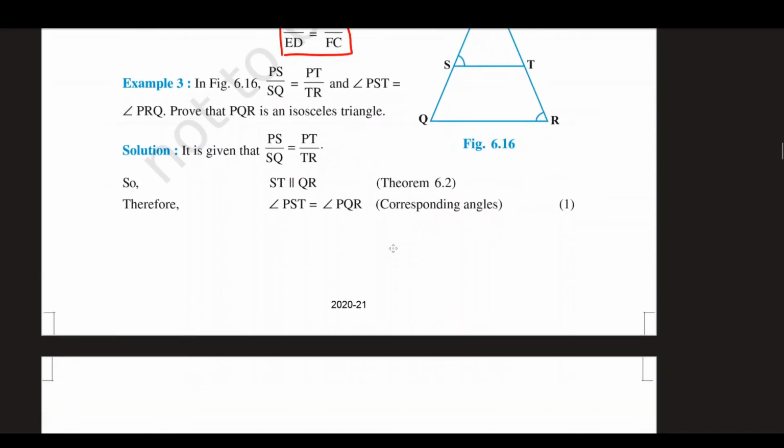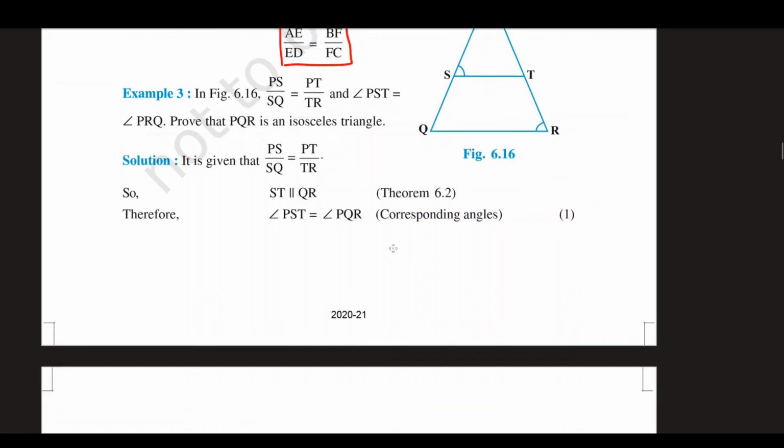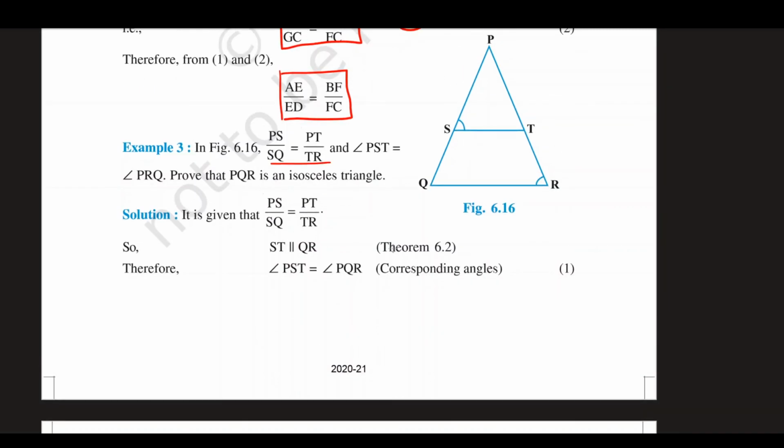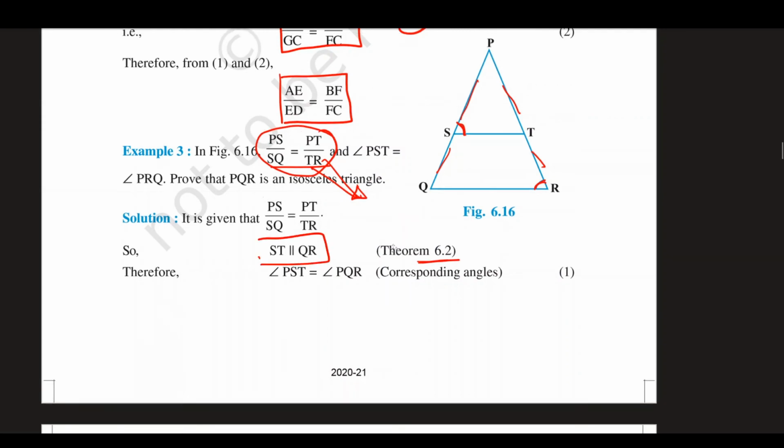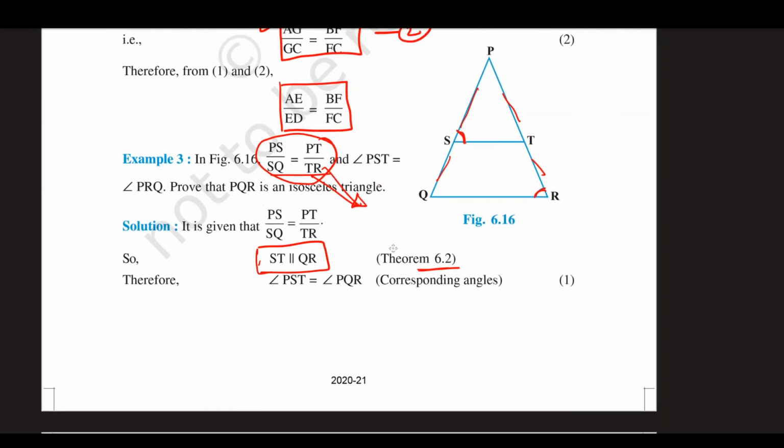Okay, so in the third question we are given that PS upon SQ is equal to PT upon TR, and this angle and this angle are the same. If this is true, then by using theorem 6.2, ST is parallel to QR. We have proved this in 6.2, so you can use this directly. You don't need to prove it here.